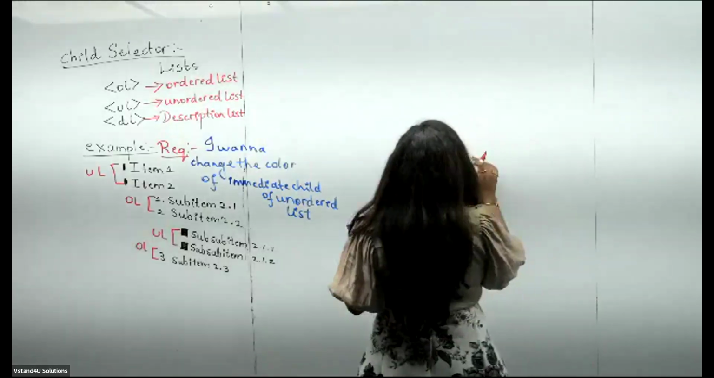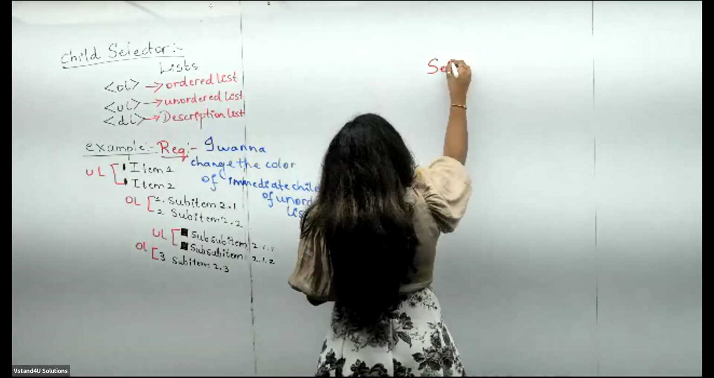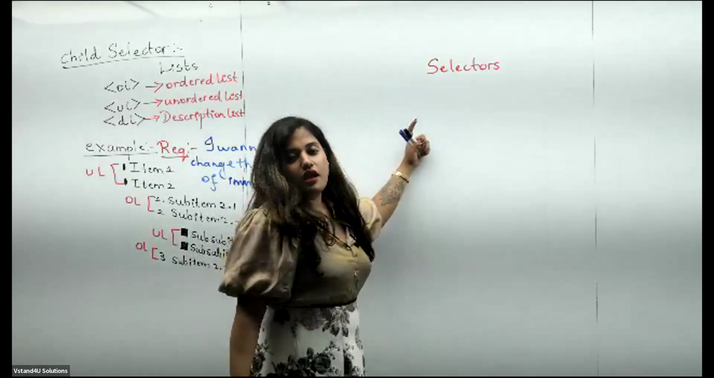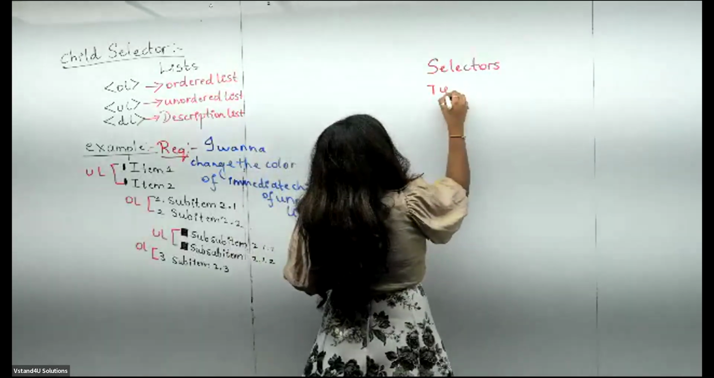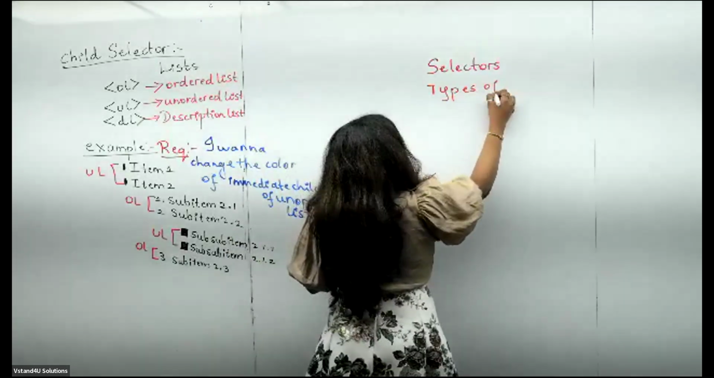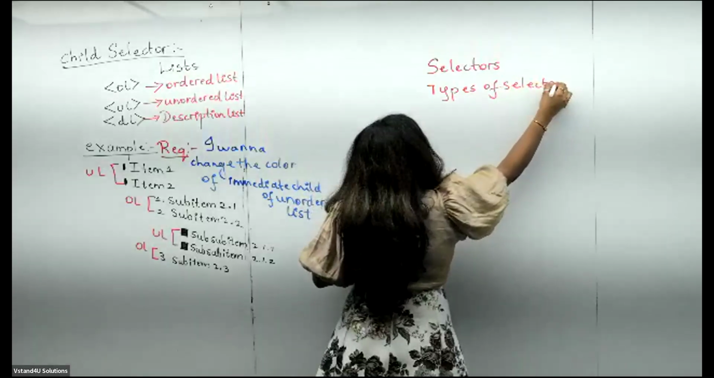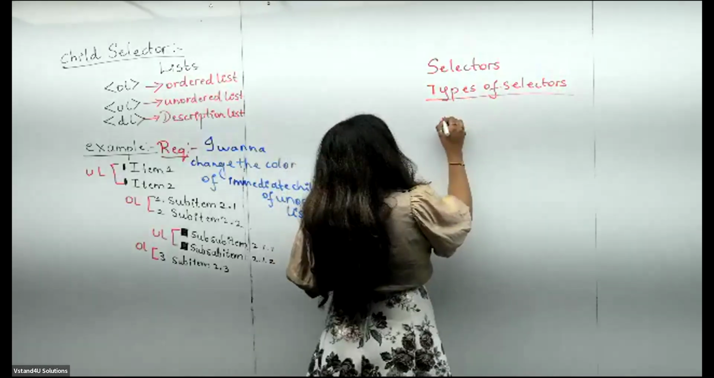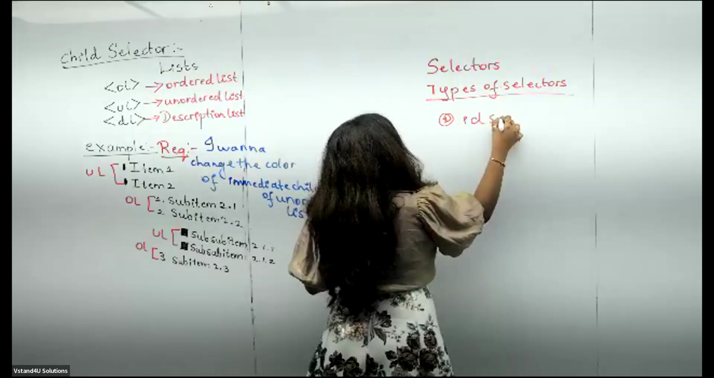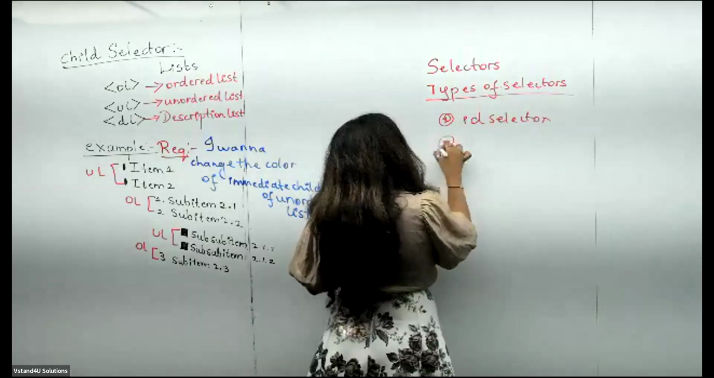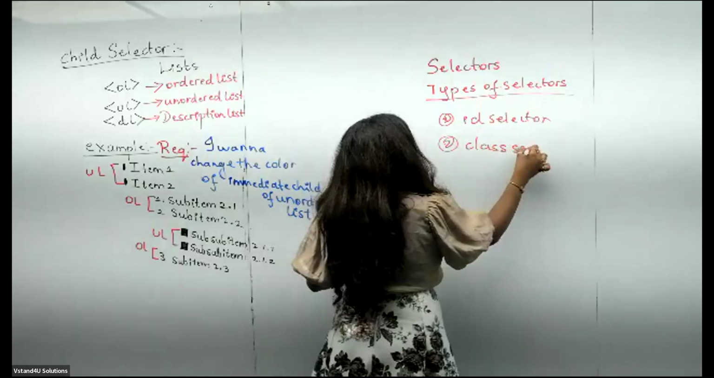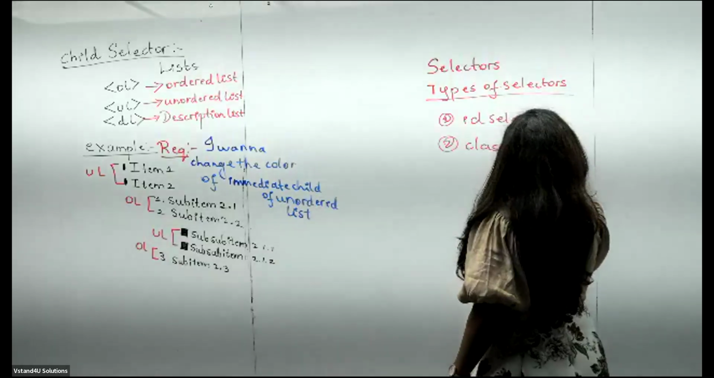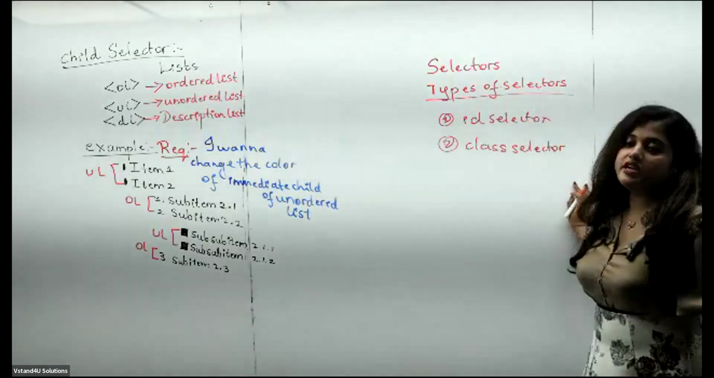Okay, I'll write like this. Yesterday I did something called a selector. Yes or no? And for that selector, I said types of selectors as a subheading. Yes or no? Next, I said the first one is ID selector, and the second one is class selector. Now tell me, which is the immediate child?